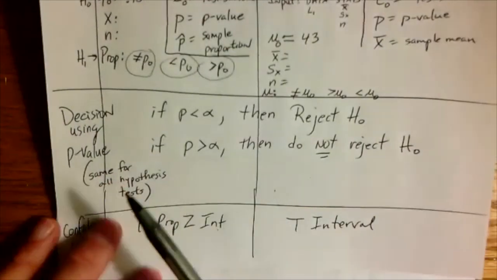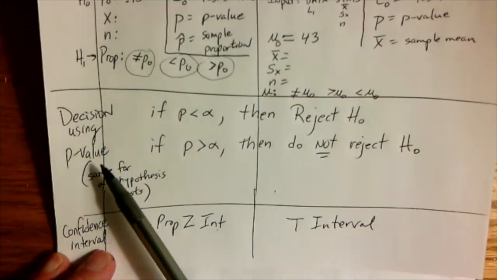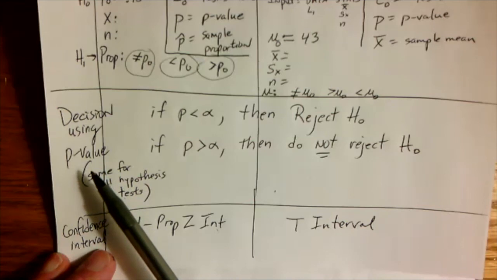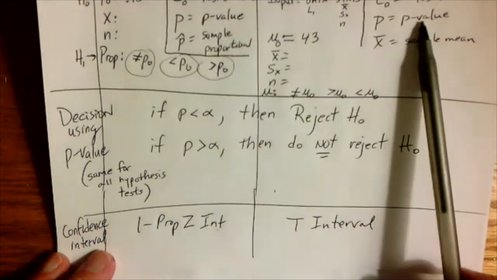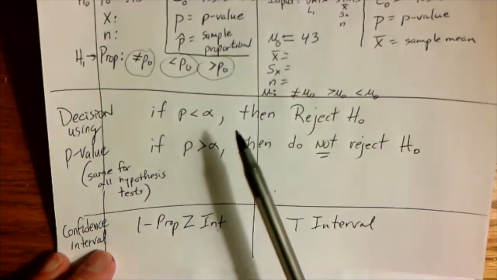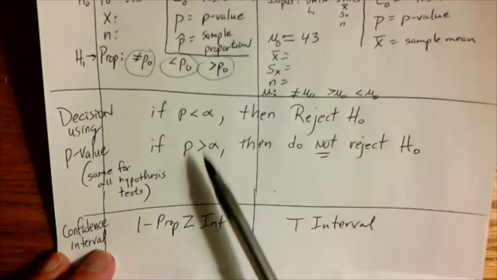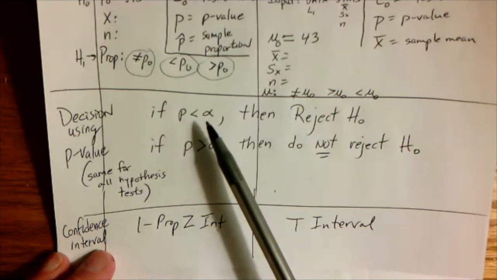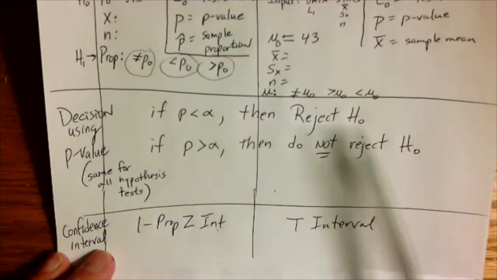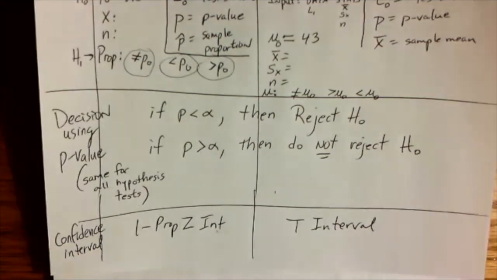Step 4 is making the decision using the p-value. Since the calculator function calculates the p-value for us, either here or here, we can base our decision to reject the null hypothesis or not on the value of that p-value. If the p-value is less than the alpha value, which is the level of significance, then we reject. Otherwise, we fail to reject. And then step 5 is to interpret in context.